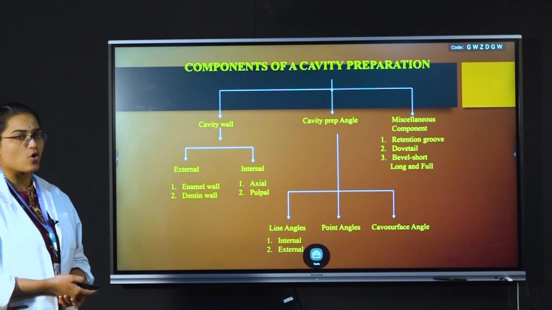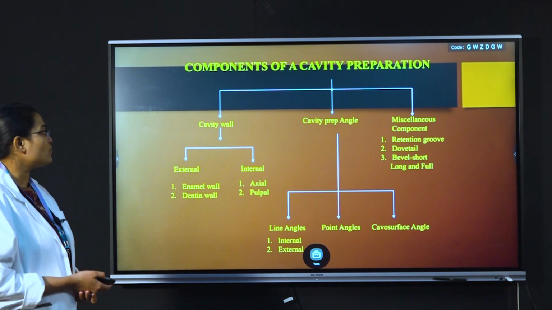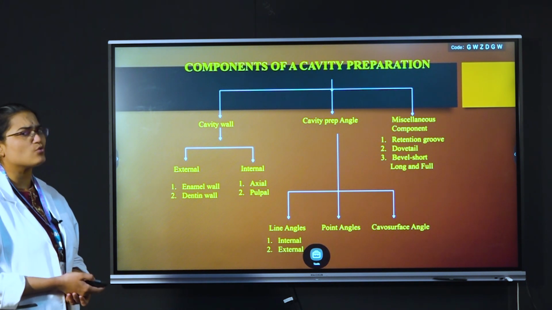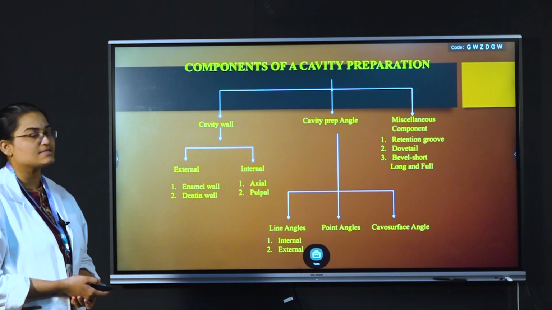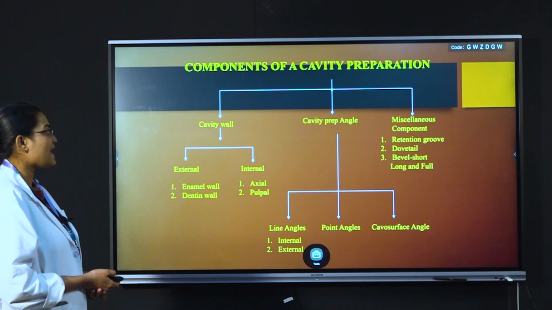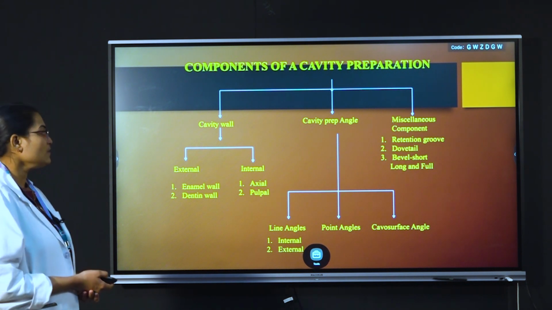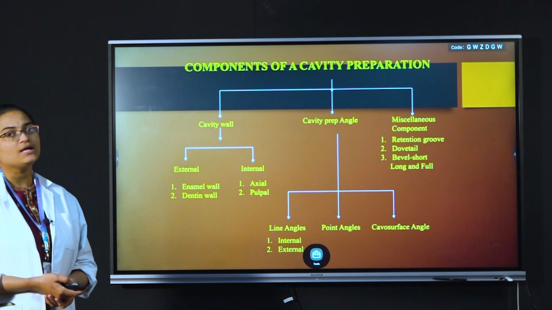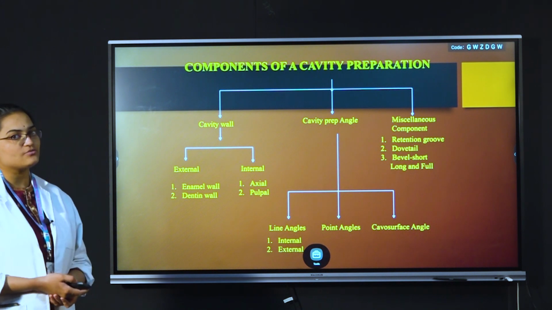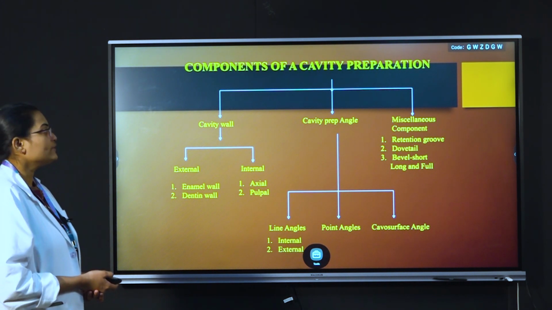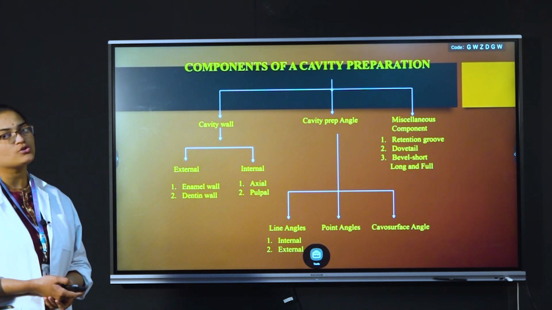Coming to the components of the cavity preparation, the same thing in detail. Cavity walls are called external walls or internal walls. For example, the external walls are enamel wall, dentinal wall, mesial wall, facial wall. The internal walls are the axial wall and pulpal wall. Cavity preparation angles are classified as line angles, point angles, and also a cavosurface angle. The cavosurface angle is the angle between the internal wall and the external wall. The line angles are again classified into internal and external line angles. The miscellaneous components are retentive grooves, dovetails, and bevels, including long, short or full bevels.